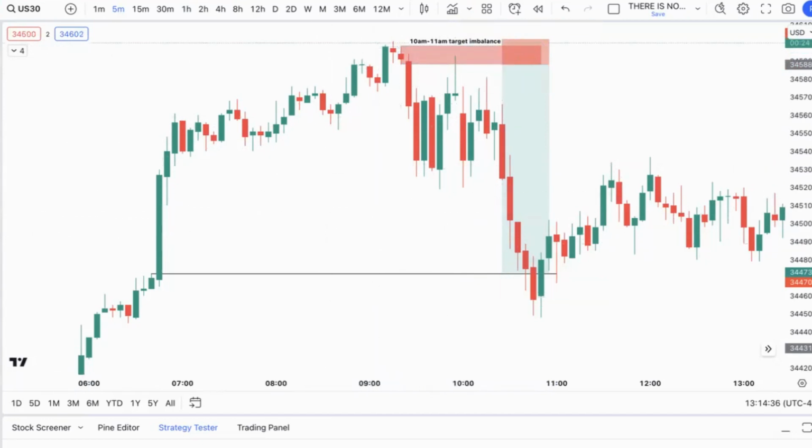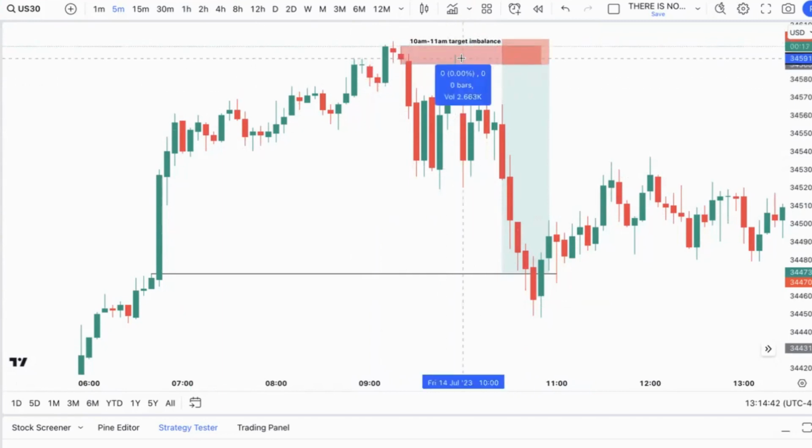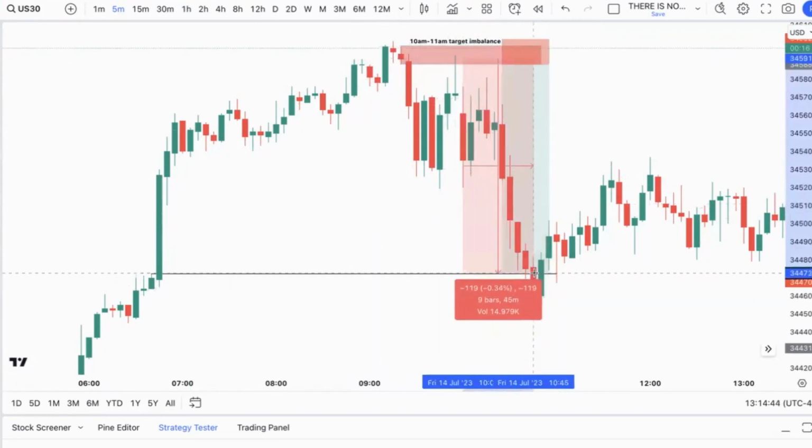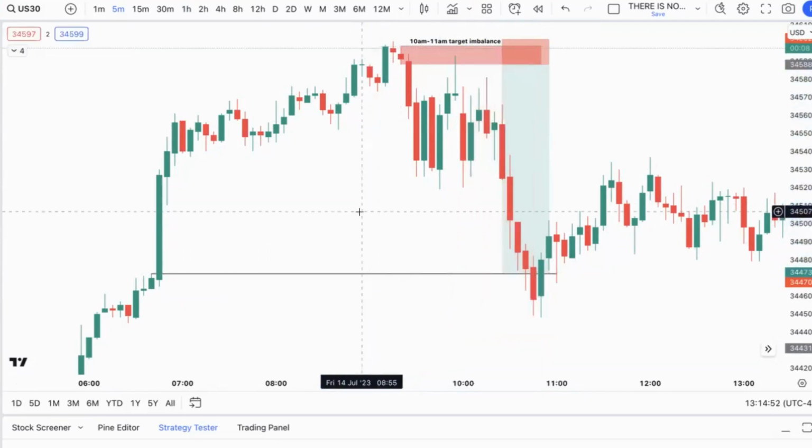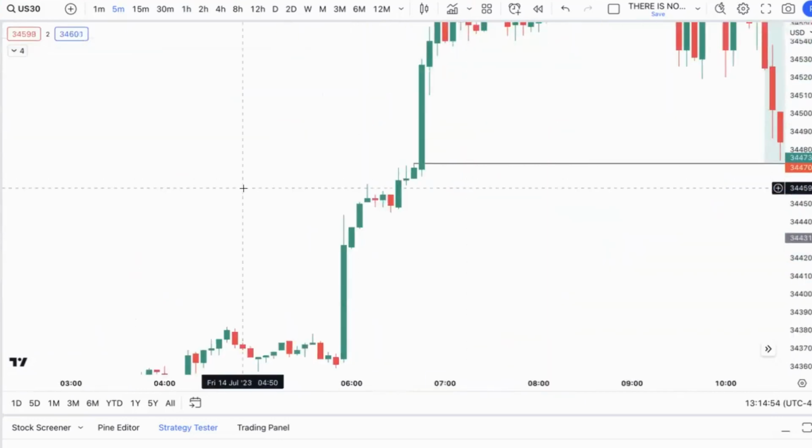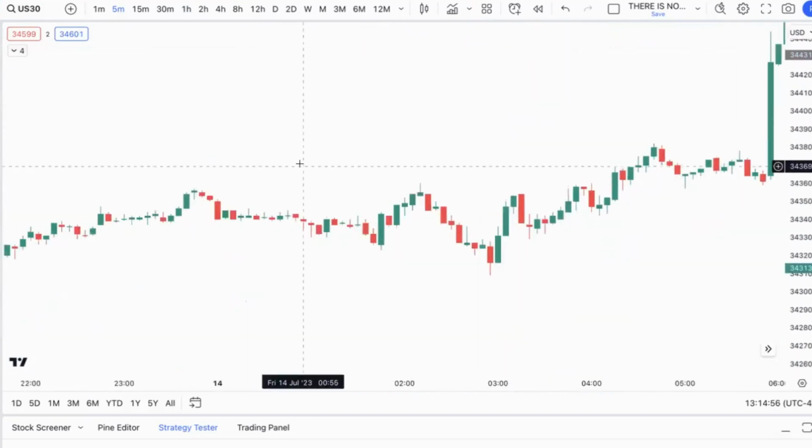Let's see how long this trade took to actually play out. So the entry was at 9:55, 5 minutes before 10, which is okay. And to the finish line, it only took 45 minutes for this trade to play out, and I was finished for the day based on trading this type of strategy.